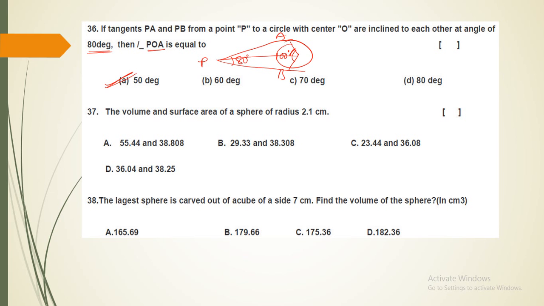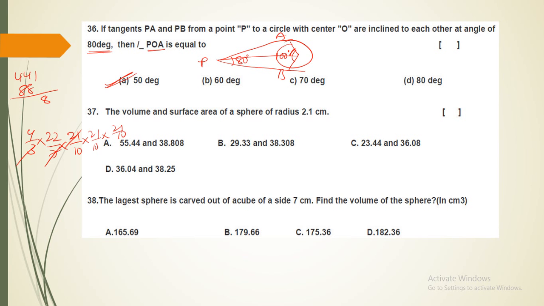Next, the volume and surface area of a sphere. So what is the volume of a sphere? 4/3 pi r cube. So 4 by 3 into 22 by 7 into r cube. So r cube means 21 by 10 into 21 by 10 into 21 by 10. Now 7 3s are 21. So 7 got cancelled. 22 4s are 88. 21 21s are 441. So when I multiply with 441, what am I going to get?